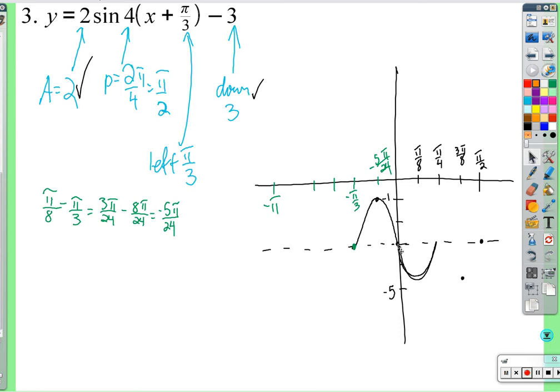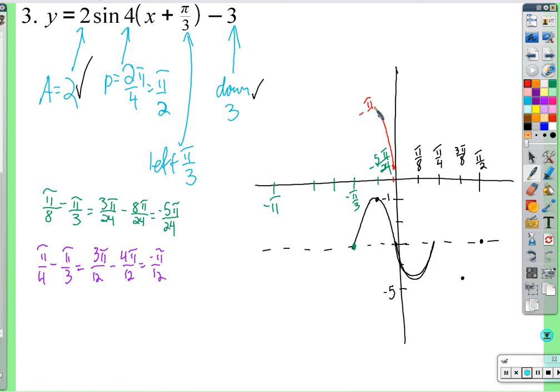This guy moves over. Looks like 0, but I don't trust that. Where did it start? Over here, at pi over 4, right? That came up and went down like that. So it's pi over 4. So we're going to start at pi over 4 and subtract pi over 3. So 12 is going to be our common denominator. So 3 pi over 12 minus 4 pi over 12 is negative pi over 12. So this guy right here, maybe I'd want to nudge this over a little bit so it looks like it's in the negatives. Right there, negative pi over 12.